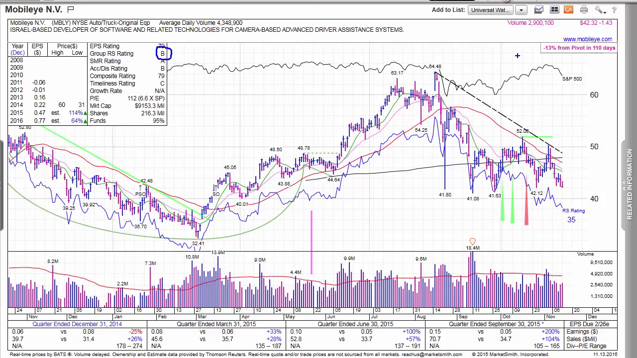Mobileye has been working on this downtrend recently, and I would buy Mobileye on a break above this downtrend line, assuming that the market had gone back onto a buy signal. Mobileye is one of my favorite stocks going forward here, and it's worth keeping an eye on as we wait for the market to go back to a buy signal.